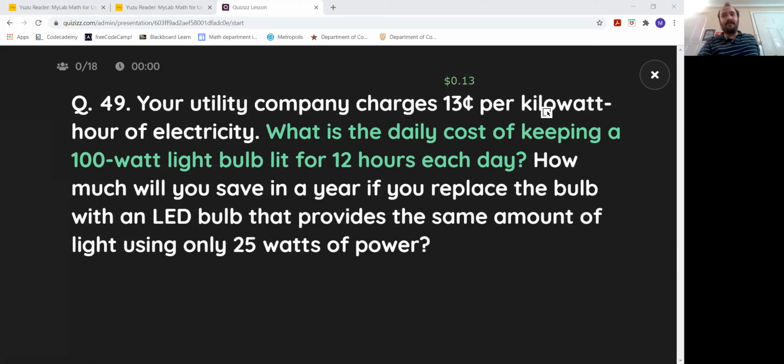They are going to charge us per kilowatt hour. And if they're charging us per kilowatt hour, we probably need to find what electricity we're using in kilowatt hours. So the first question is, what is a kilowatt-hour? What does that mean?